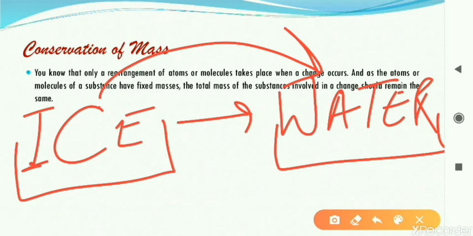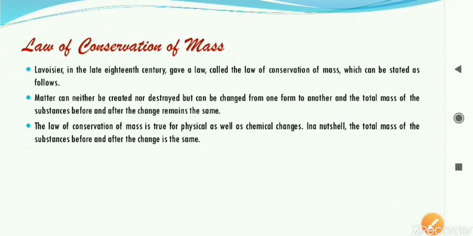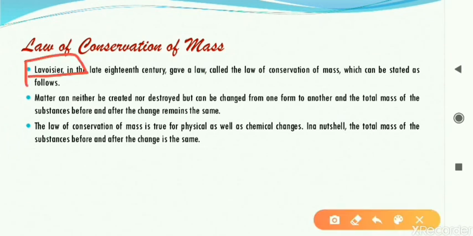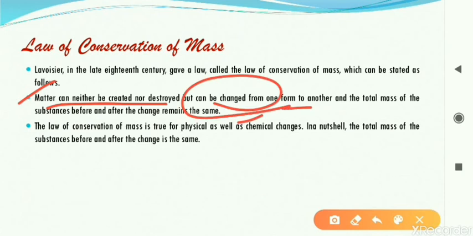This is a physical change. Let us see here in detail now. Here it is the law of conservation of mass. This was given by the scientist Lavoisier, the father of modern chemistry. So Lavoisier gave this law, and it is called the law of conservation of mass. What is the statement of this? You have to learn that matter can neither be created nor destroyed. We cannot create matter, and we also cannot destroy matter. What we can do is change matter from one form to another.